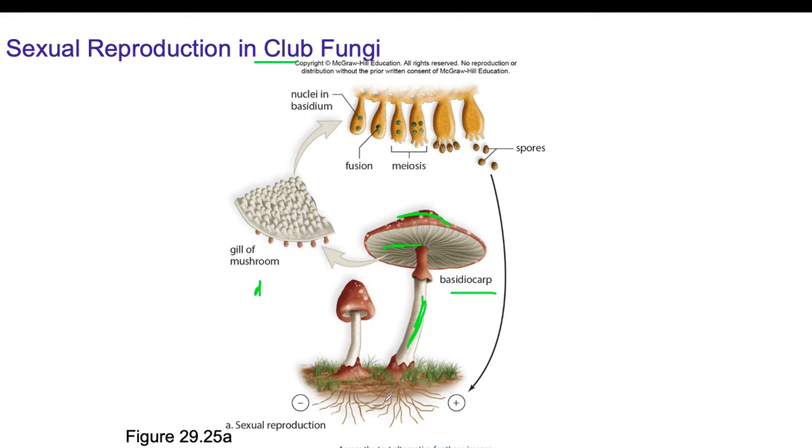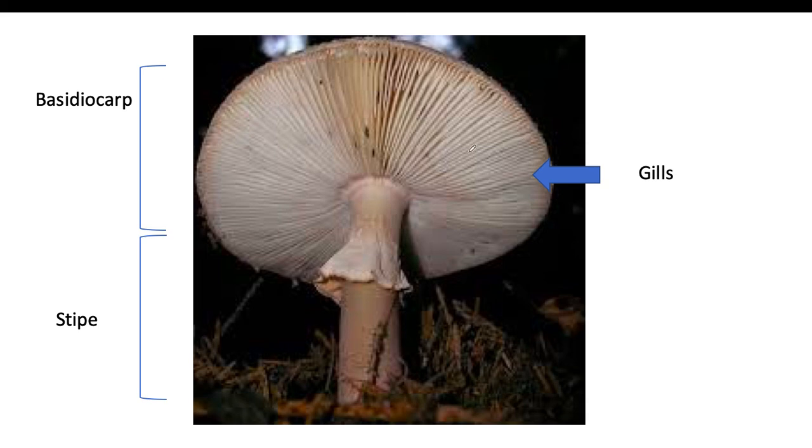So mushrooms, just like the other fungi, have male and female mycelium underneath the ground that will allow them to connect for sexual reproduction and then produce these spores, which are released for more mushrooms to be grown. All right. So this is a picture of a mushroom, and the big mushroom cap is the basidiocarp. The stem is called the stipe, and these are the gills.